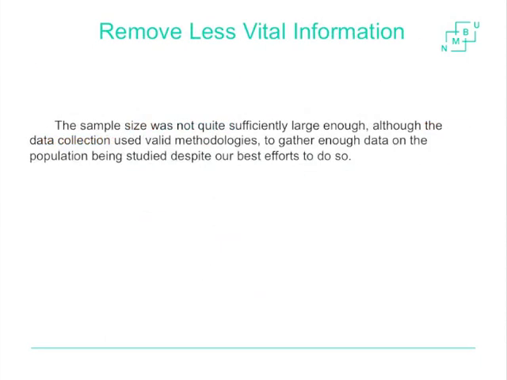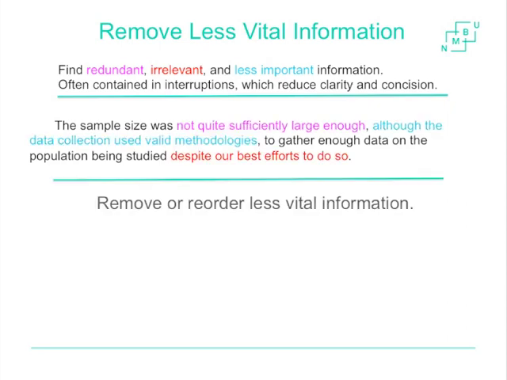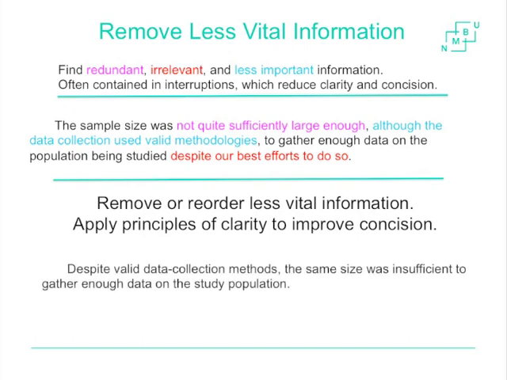You will always find redundant, irrelevant, and less important information in your thesis, which can be removed. Especially interruptions of such unnecessary information within your sentences reduce clarity and concision. Take a look at this example. This sentence includes a lot of unnecessary information that breaks the sentence up and makes it too long. Take a look at what happens when you remove some of this information and reorder the sentence. Despite valid data collection methods, the sample size was insufficient to gather enough data on the study population. This shortened sentence made it more concise and therefore more readable. Take a good look through your own thesis whether you have sentences like this that can be simplified.